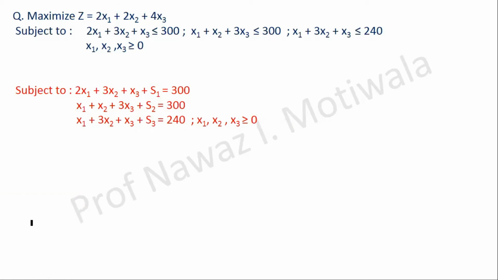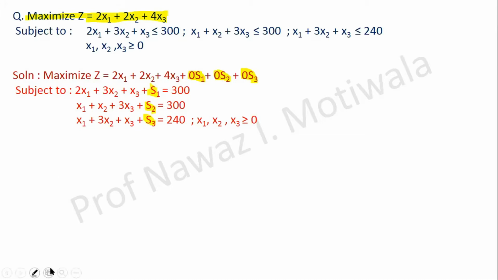Next step is to make the simplex table. We have changed the constraints, now we also have to change the objective function. Maximize z equal to 2x1 plus 2x2 plus 4x3 with the variables which we have just introduced, that is s1, s2 and s3. But these variables should not affect our solution, hence I will write 0 s1, 0 s2 and 0 s3. The coefficient of all the added variables should be 0 in the objective function. So plus 0 s1 plus 0 s2 plus 0 s3.